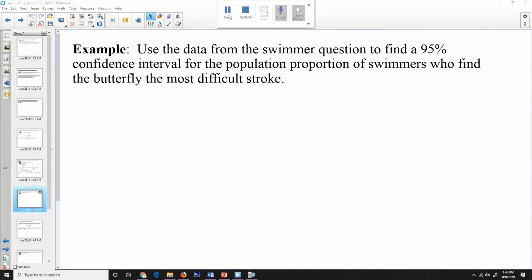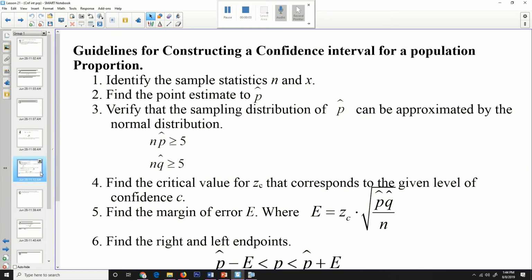Okay, so the next example that we're going to do is we're going to use the data from the swimmer question to find a 95% confidence interval for the population proportion of swimmers who find butterfly to be the most difficult stroke. So all we're going to do is we're going to go through this step-by-step list, and we're going to identify, number one, the sample statistics N and X.